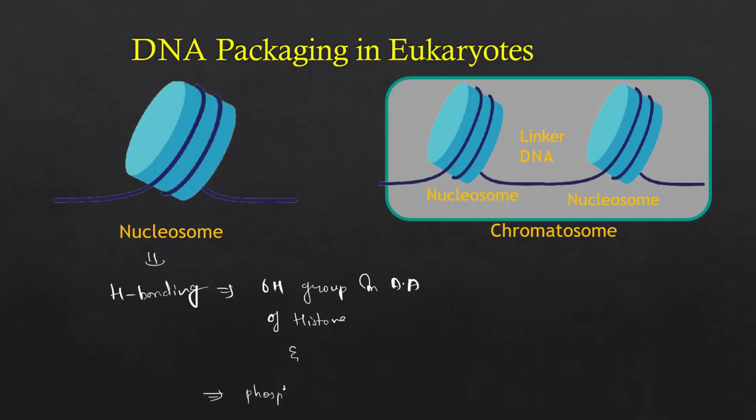So there is a phosphodiester backbone. This phosphodiester backbone of DNA and the OH group in amino acids of histone are making hydrogen bonding. Remember this. These two are making the hydrogen bondings, and that's how this wrap has happened. And to prevent this unwrapping, the H1 protein will act like a glue, which will seal it.